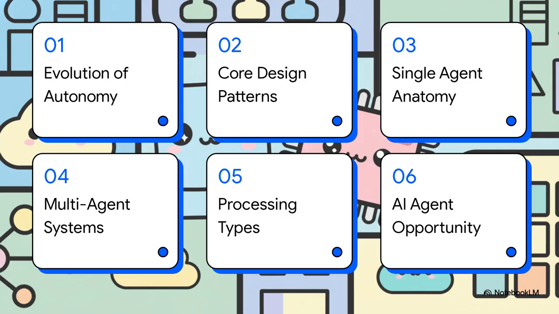Okay, so here's our game plan for today. We're going to start with the evolution of autonomy, then move right into the 4 core design patterns and dissect the anatomy of a single agent. From there, we'll scale things up, looking at coordinating multi-agent systems and parallel versus asynchronous processing, before finishing with what I think is the most exciting part, the massive AI agent opportunity. All right, let's dive into this.